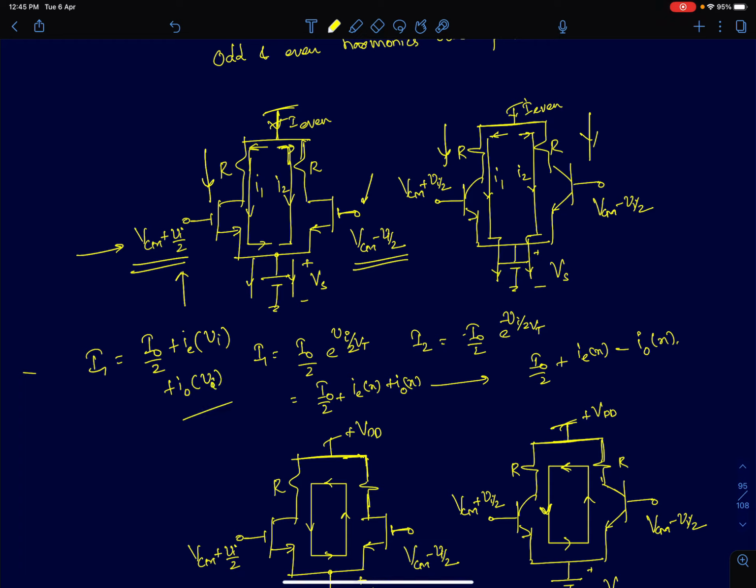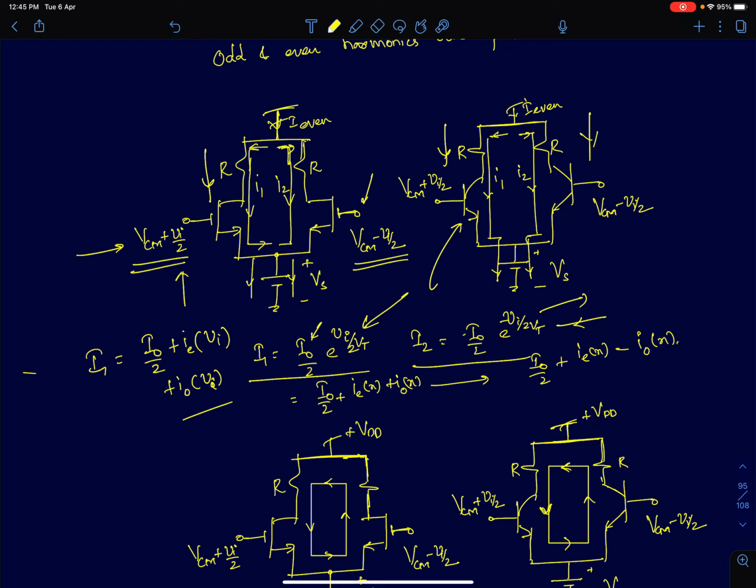What I've shown here is the expression we derived for the collector current of this transistor I1 and the collector current I2. And we saw that I1 was I0 by 2 times e power Vi by 2 Vt, and I2 was I0 by 2 into e power minus Vi by 2 Vt. So when you expand the series, I've written this for a BJT. We derived a similar expression for a MOSFET as well, which will be a square law dependent characteristic.